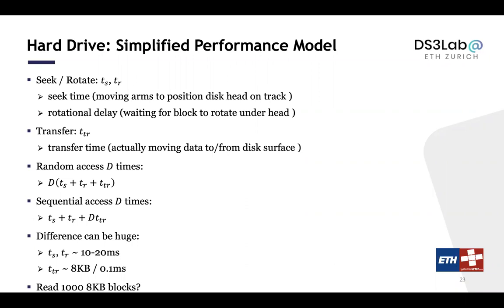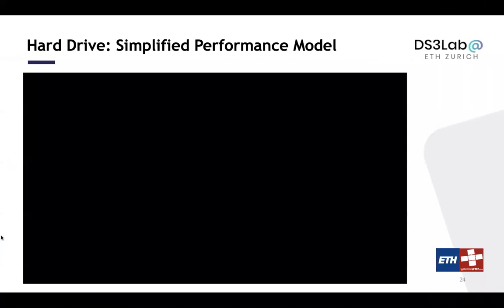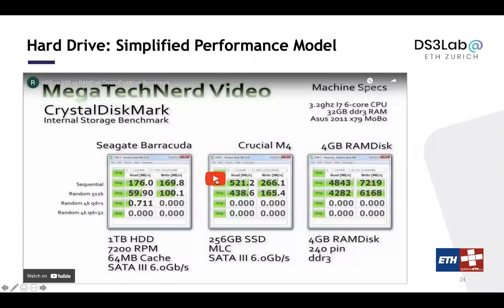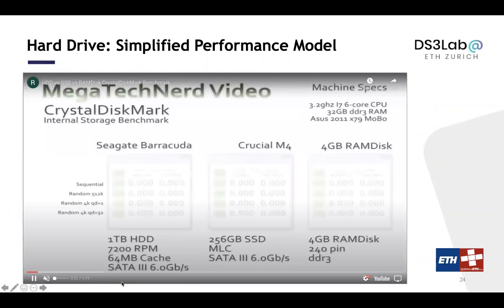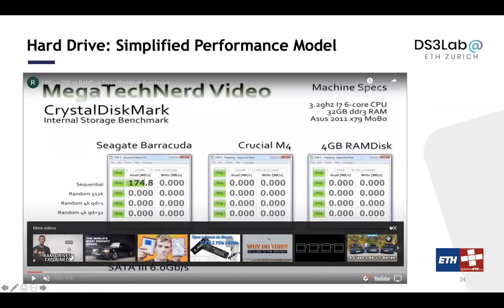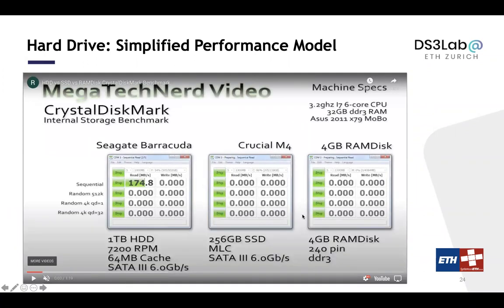So let's get some feeling about this. On YouTube, you can see a whole bunch of videos where they test your hard drive. Essentially, this is three different kinds of storage. On this side, you have your hard drive, which is a pretty new one. Up here, you have your SSD. The third one is a RAM disk.